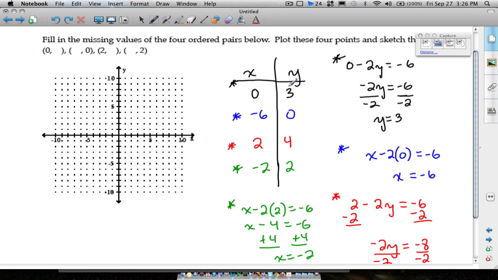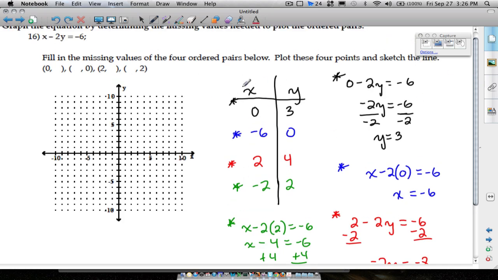You can just make a t-chart to the side, and I'll accept that. You don't have to go back and write them there. But these are our ordered pairs. 0, 3, that is going to be right there. Negative 6, 0 is going to be right here. Remember how to plot points. Those first 2 points that we found are actually the y-intercept and the x-intercept. But we're going to plot these as well since we were instructed to do so.